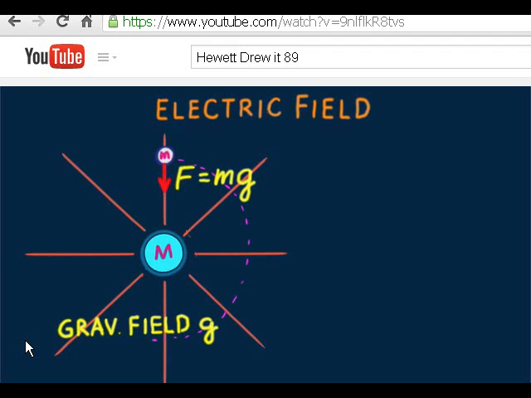The field is stronger up close and weakens with the inverse square of distance. The field plays an intermediate role between objects.